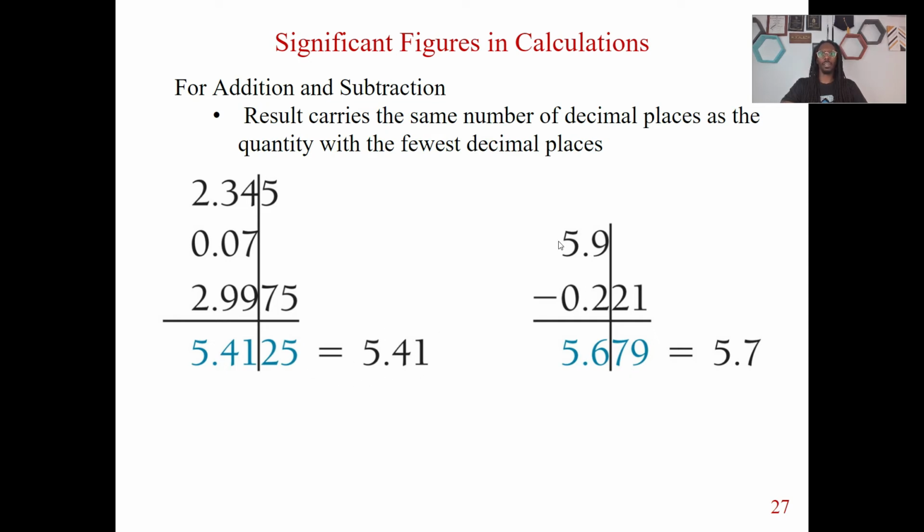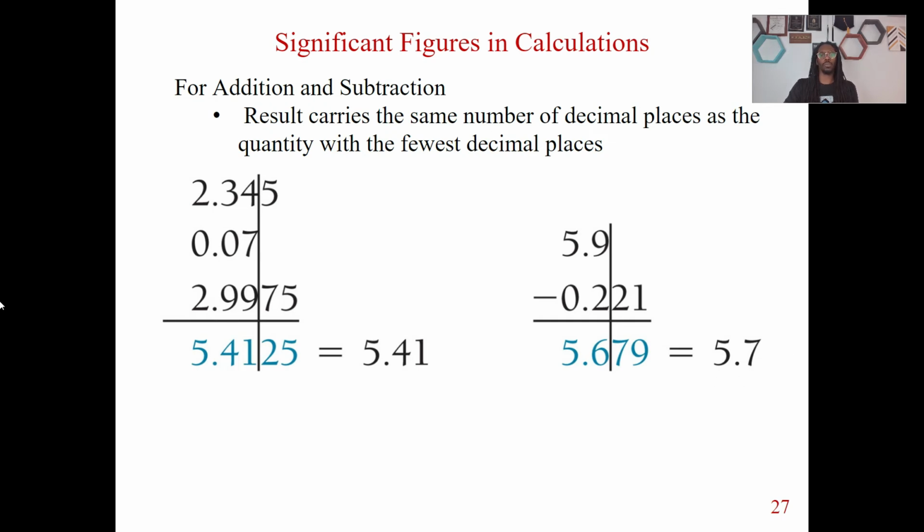Same thing with subtracting: 5.9 minus 0.221. So I have 2 decimal places here, and then I have 4 decimal places here. So when I go to do my final answer, I'm going to get 5.679. But remember, the final result needs to have the fewest decimal places. In this case, that's going to be 2, because I have 5.9. Now we're going to talk about rounding in a bit, but our final answer will be rounded to 5.7, only having 2 decimal places.